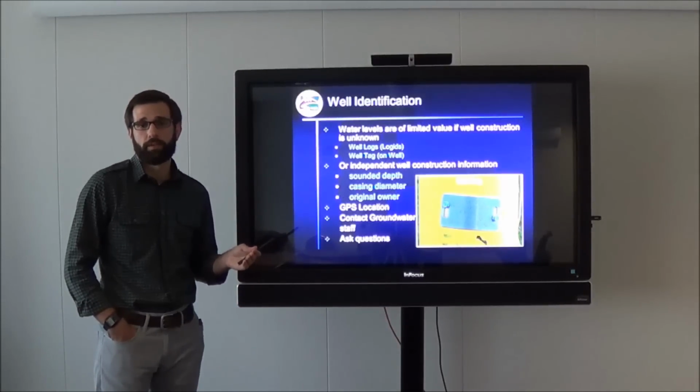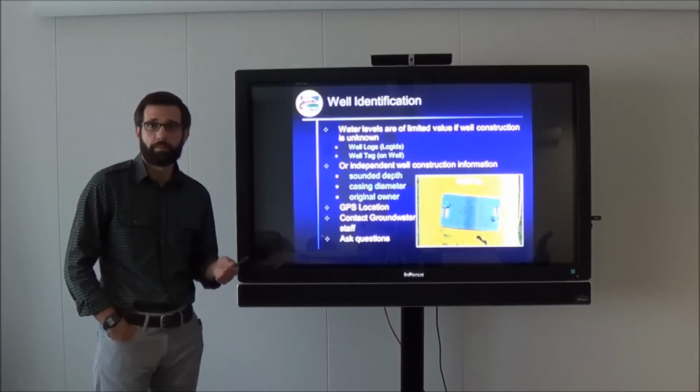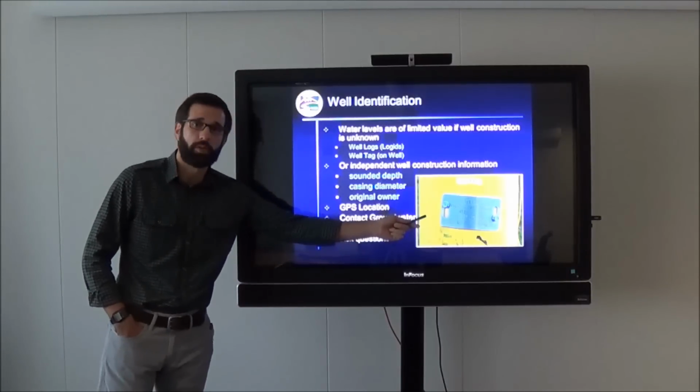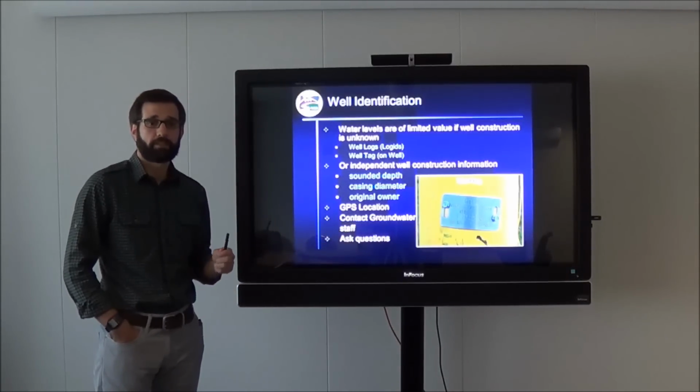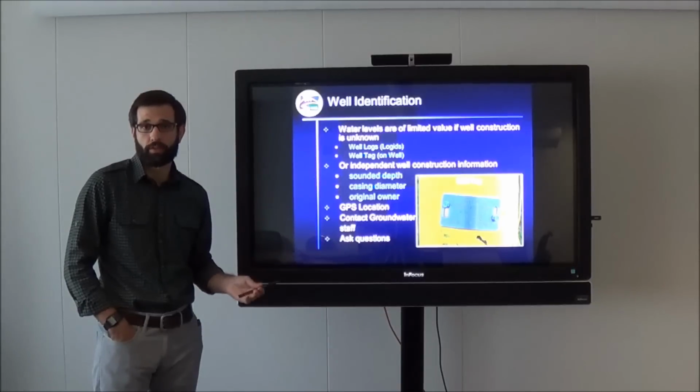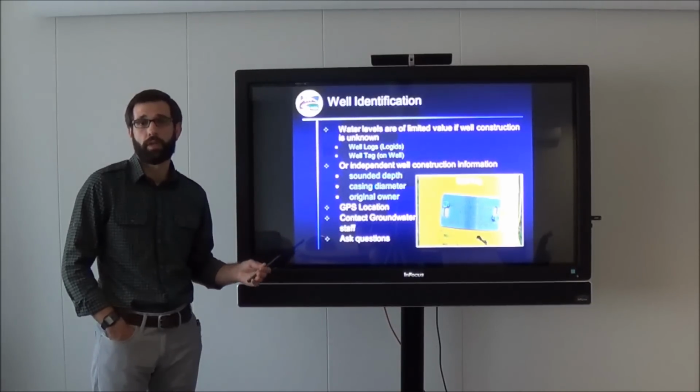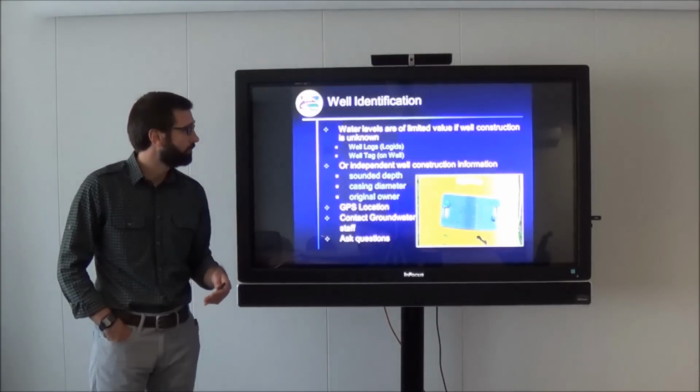He also describes the casing diameter, the seal depth, the total depth of the well, those sort of things. Well tags, we've been requiring tags, which you can see here. This is a well tag. Since about 1995, we've been requiring those on new wells or on wells that drillers visit to either deepen or alter in some other way.